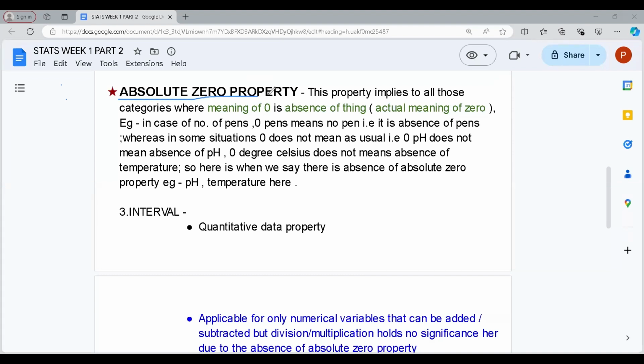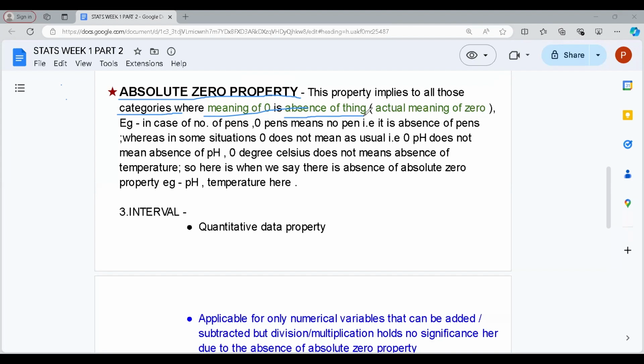Next, we have the absolute zero property. This is a very important property that will help us define the major difference between the next two scales of measurement, that is interval and ratio. We will try to understand this. So it says, this property applies to all those categories where the meaning of zero is absence of thing.